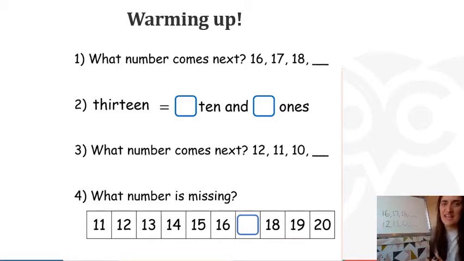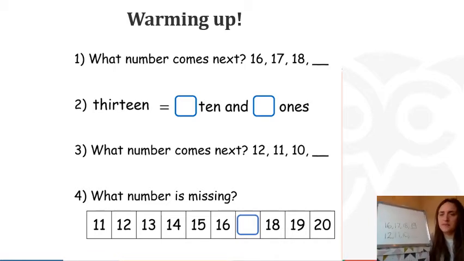Let's say these numbers together. 16, 17, 18, next will be 19. We write 19 like this, a 1 first and then a 9. Excellent start. Question 2, 13 is the same as or is equal to how many tens and how many ones?